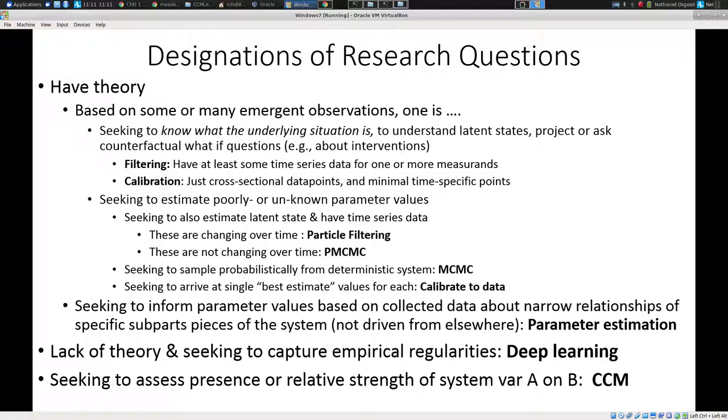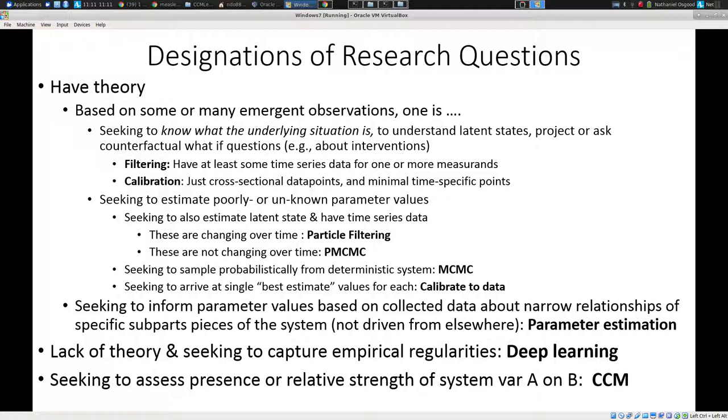If you're seeking to estimate unknown parameter values, if they're changing over time, particle filtering is a good approach to estimate them. So, estimation of a reporting rate that is changing over time, or a contact rate, in light of the fact that people might restrain their contact due to social distancing or in response to advisories involving flu. Particle filtering is a very good choice there.